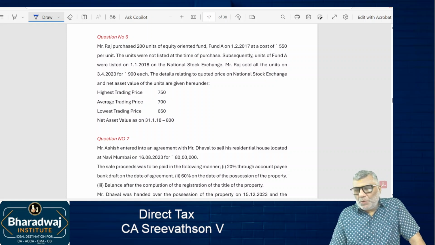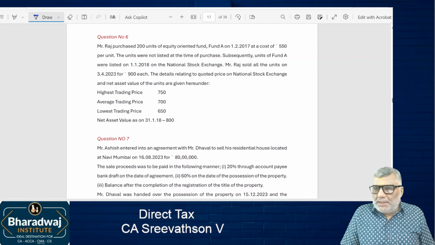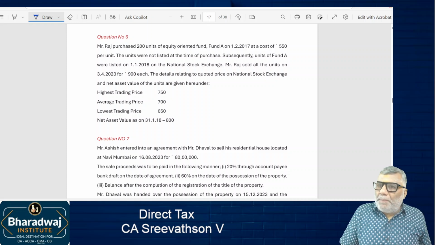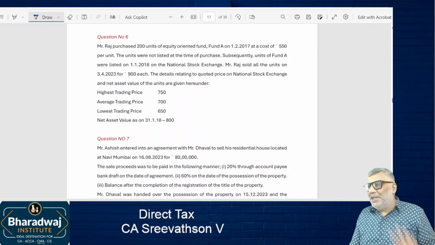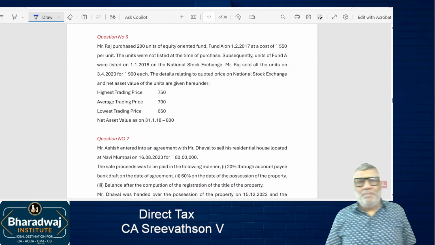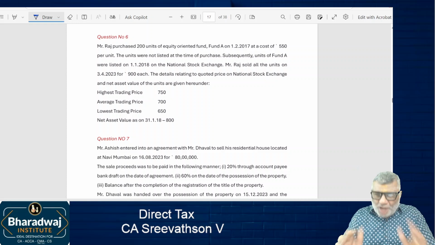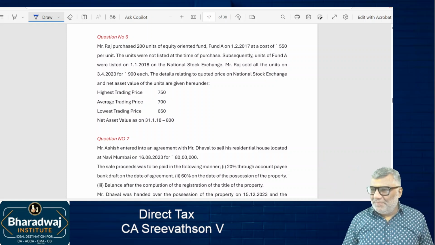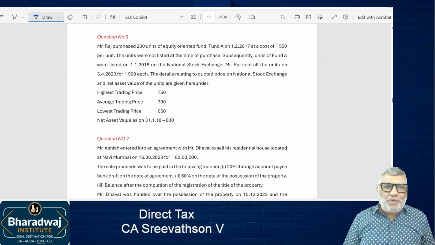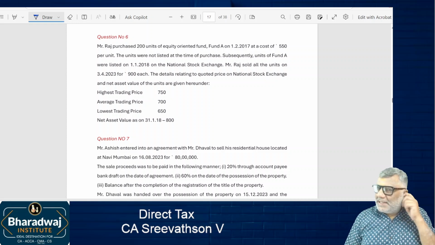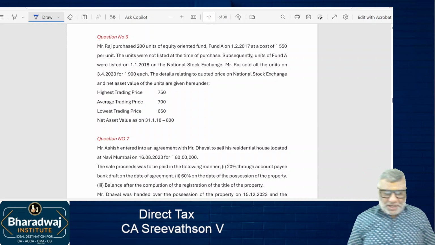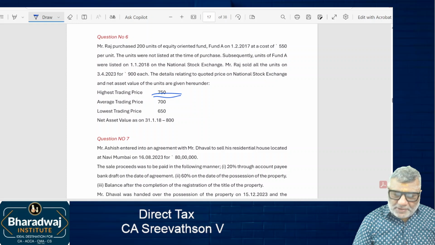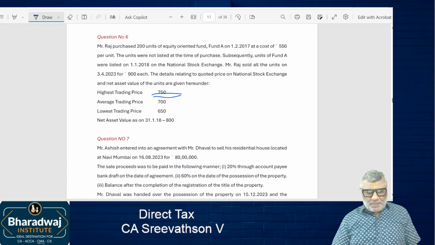Okay. So in this case, there is an issue that STT is not paid at the time of purchase because it was not quoted at that time. But that is an exceptional circumstance where you have not paid STT because you are not liable to pay STT at the time of purchase, still the provision is applicable. Right.